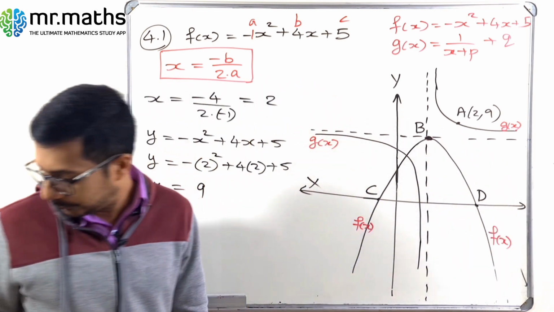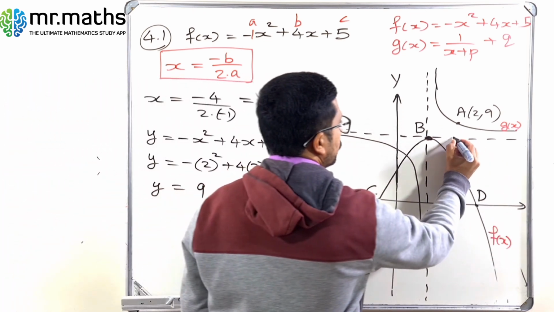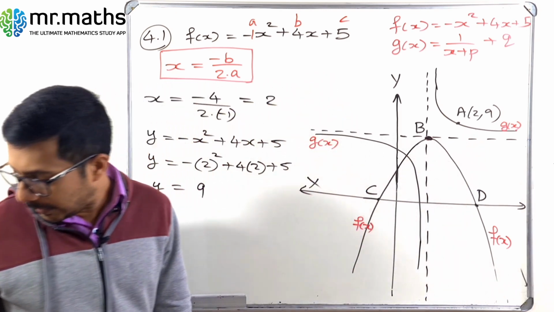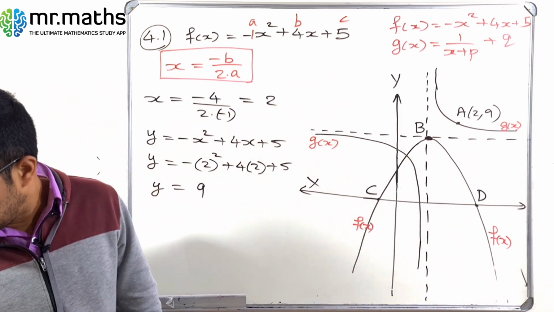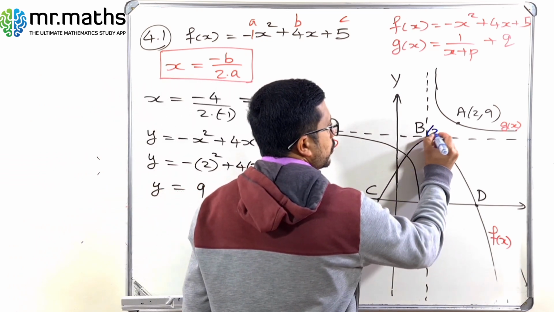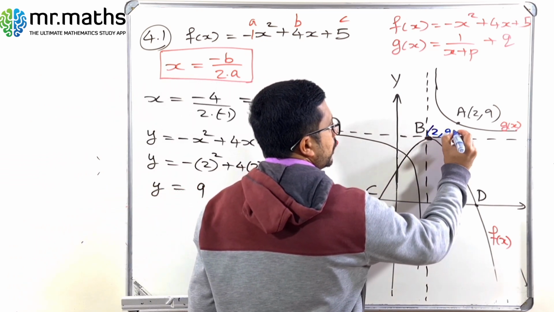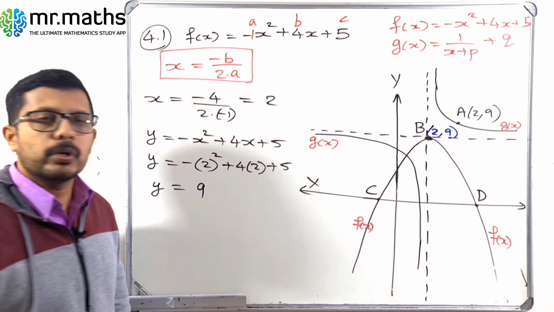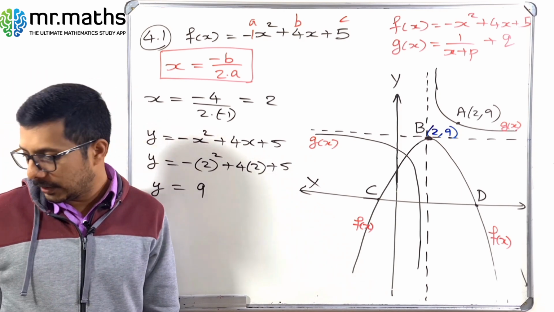So what is the x and y value of b? The x value is 2, and the y value is 9. So the coordinate of b is 2, 9.